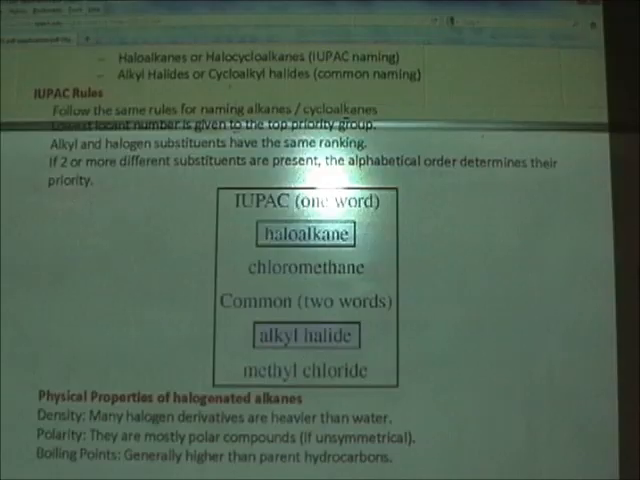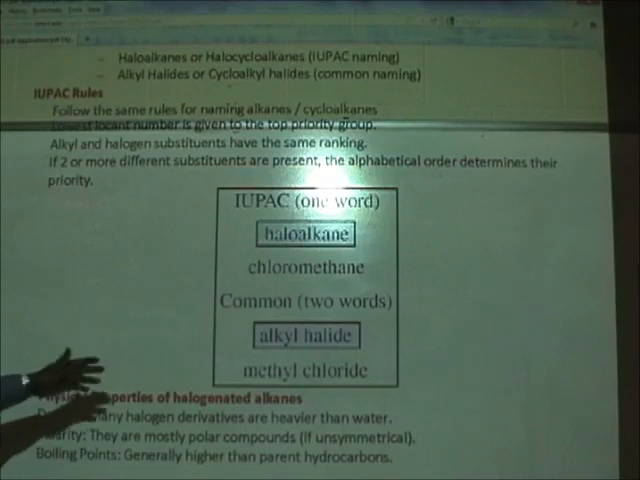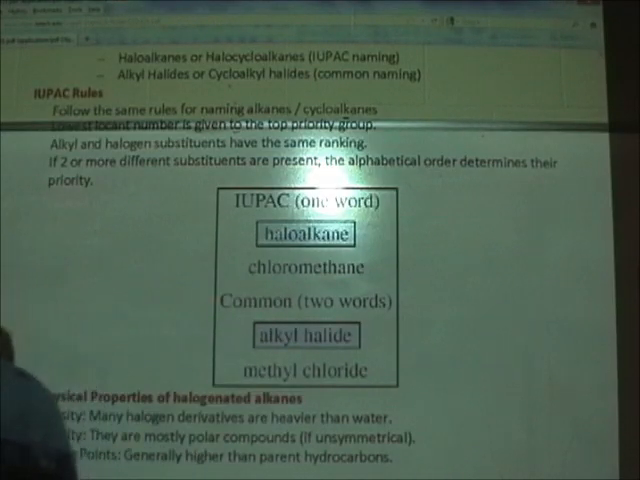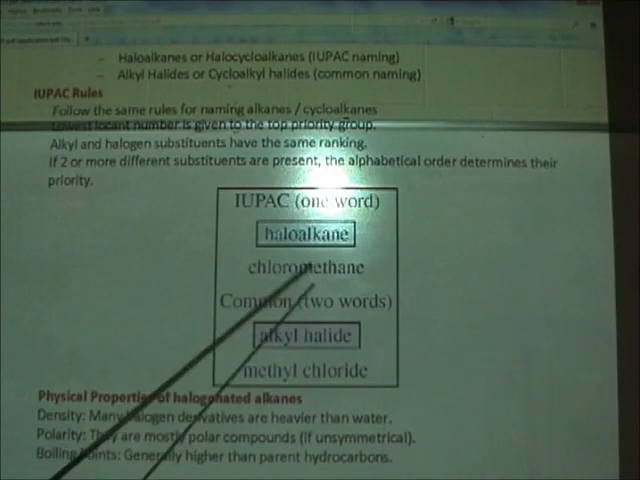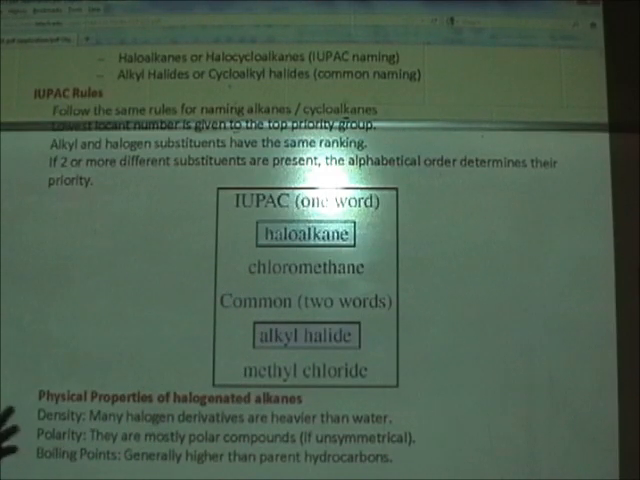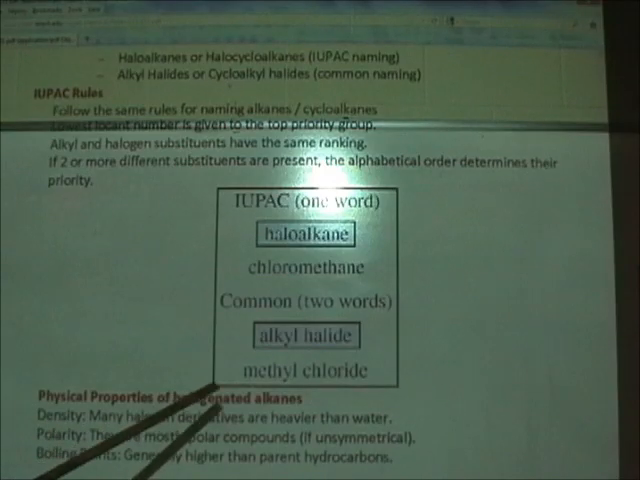Now, as I told you, haloalkanes. Haloalkane is chloromethane, chloroethane, like that. Haloalkanes are the IUPAC names. Chloromethane is methane where one hydrogen is replaced by a chlorine atom, right? What would be the formula of chloromethane? CH3Cl, right? Now alkyl halide is the common word. Alkyl halide is methyl chloride, like sodium chloride, it's kind of a common name.